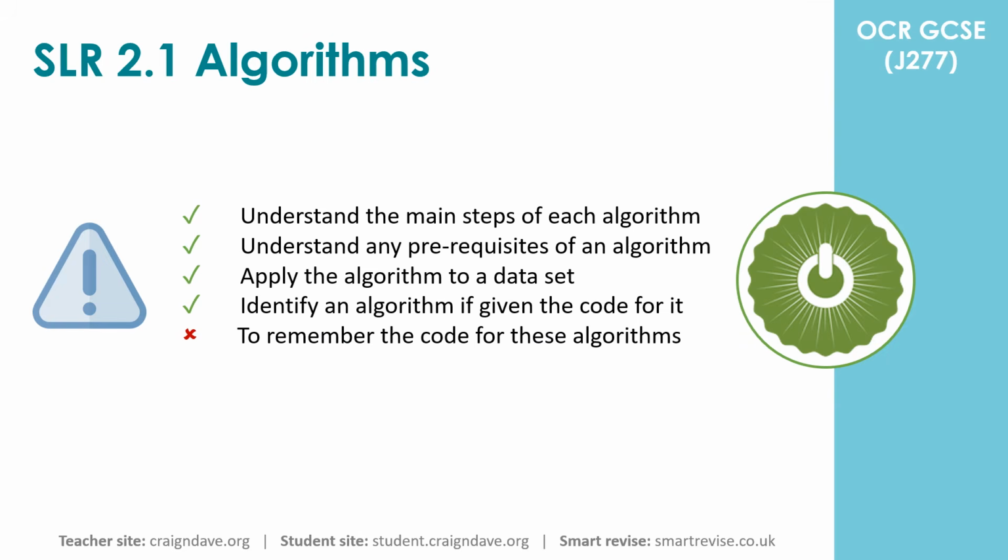The GCSE specification states that you must be able to understand the main steps of each algorithm, understand any prerequisites of an algorithm, apply the algorithm to a dataset, and identify an algorithm if given the code for it. However, you're not required to remember the code for these algorithms. In the rest of this video, we're going to work through some actual code for this algorithm. While it's important and you need to be able to spot this code, don't get too worried about remembering it line for line.